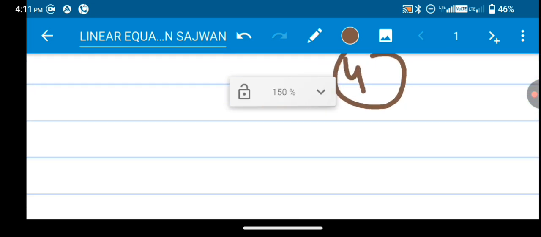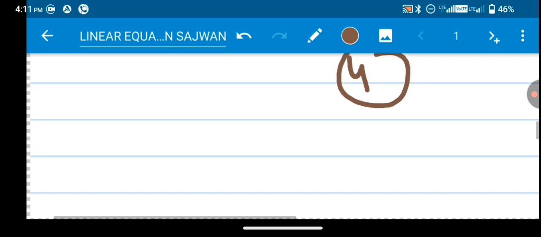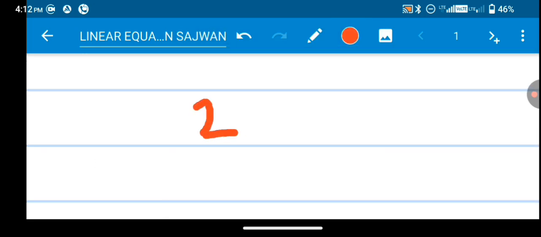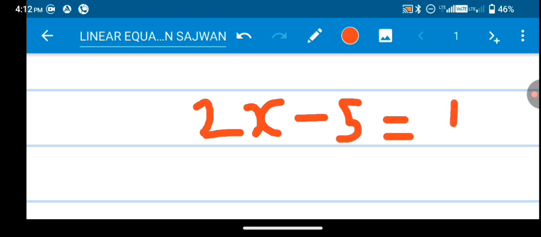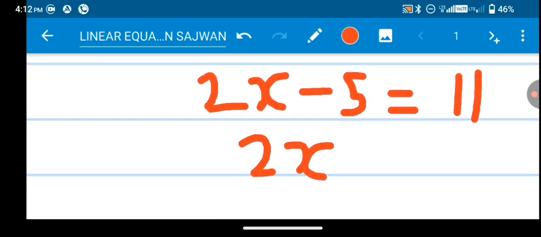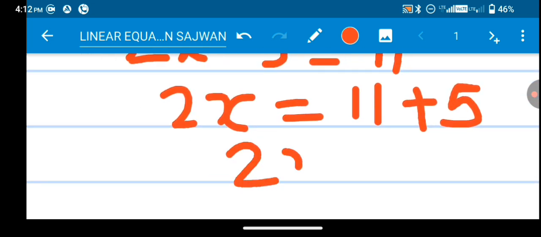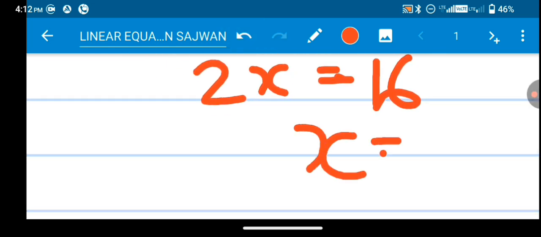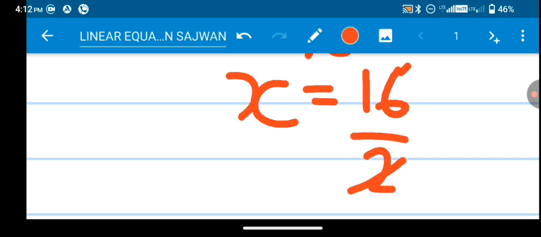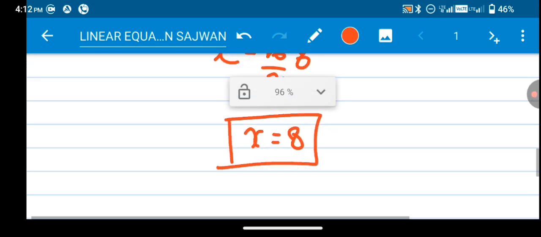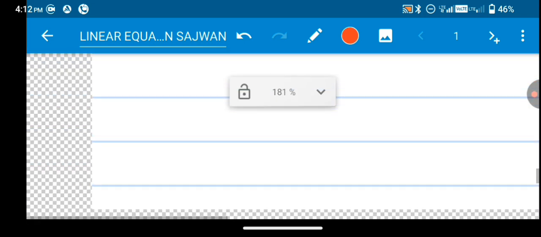Now we will solve some questions, then I will give you some homework questions, then I will end the session. First question: 2x minus 5 equals 11. We will transpose. If it is negative, then it will be positive. 11 plus 5, so 2x will be equal to 16. Then x will be equal to 16 upon 2, which is 8. x will be equal to 8.